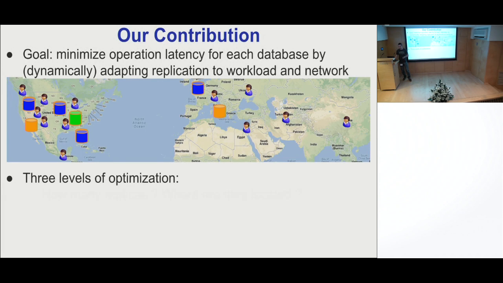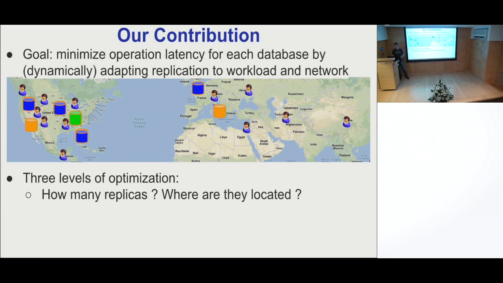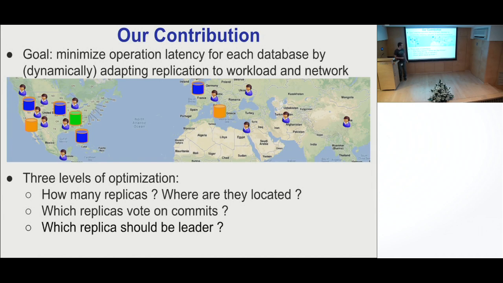We have 3 levels of optimizations. First is how many replicas do we need and where should they be located. Second is which replicas should vote for commits, and which should not. The other replicas that don't vote, you can think about as learners in Paxos, or replicas that passively learn about committed state only after it's been committed. And the third one is which of the replicas should be the leader. So I'm going to do this in the reverse order. I'm going to start from the leader.